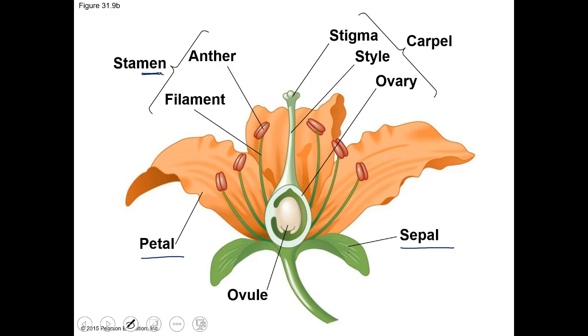The male parts have that anther, and then the filament. And for our carpel, or also pistil, is what it's sometimes called, we have a stigma, the sticky stigma, the style, which is our tube there, and the ovary, which will eventually become our fruit.